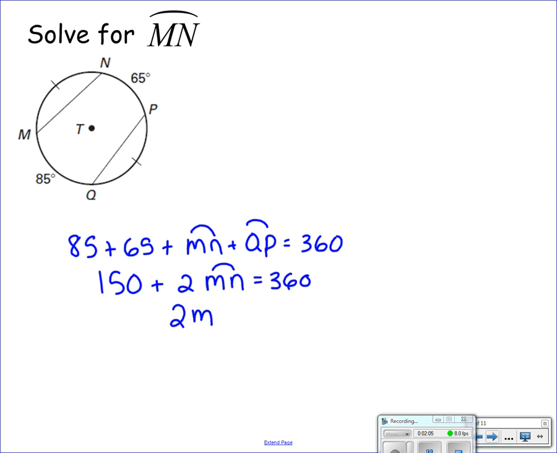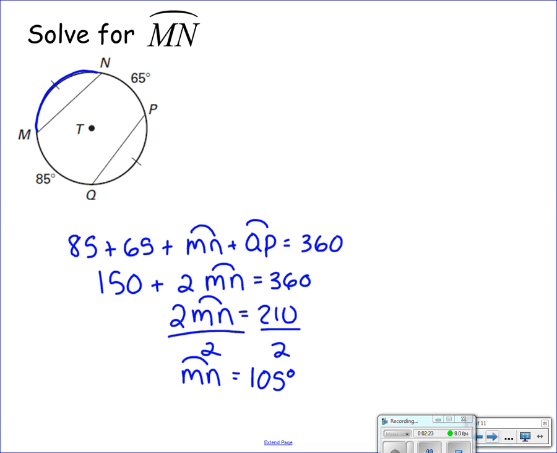Subtract 150 from both sides. You get 210. Divide by 2. You get arc MN to be equal to 105 degrees. And remember, that's standing for how many degrees in this arc. It's not the arc length. We're going to talk about arc length later on in the year.